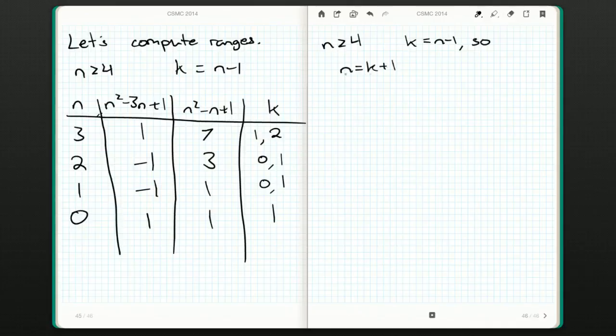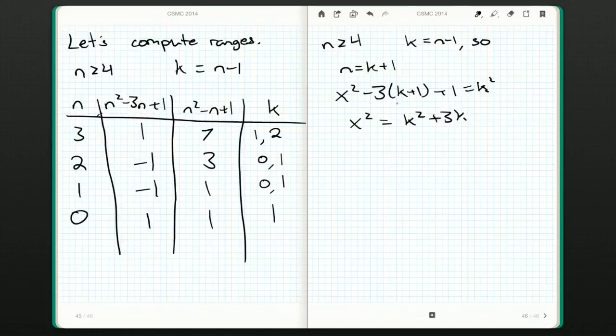So for n greater than or equal to 4, k is n minus 1. We know that's the only possible value, so n is equal to k plus 1, and then x squared minus 3n, which is k plus 1, is equal to k squared. We rearrange that, and we get x squared is equal to k squared plus 3k, that'll be minus 2, so it'll come over here and be plus 2.